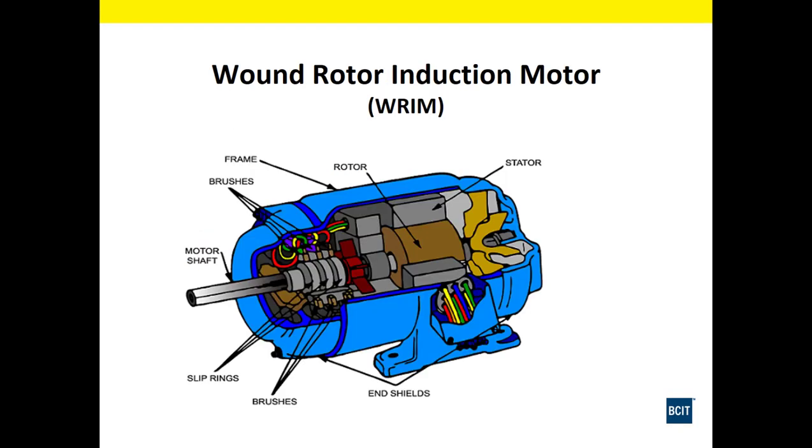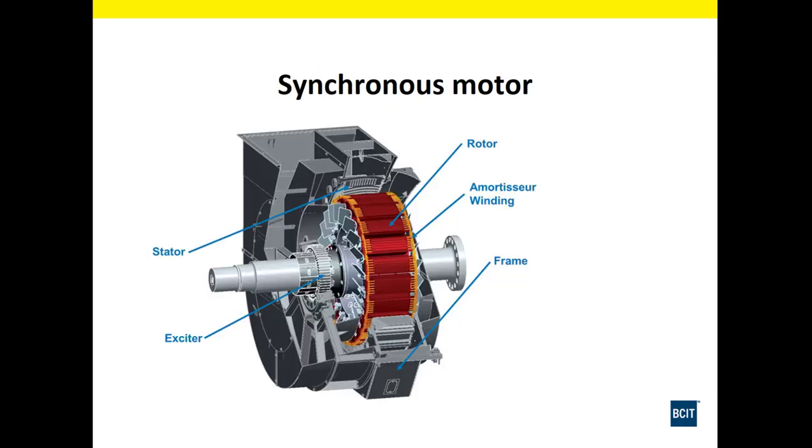Here is the wound rotor induction motor, or RIM. The main difference between this and the squirrel cage is this has a wound rotor with windings in it, and the windings are brought out through slip rings and brushes. Here we have an exploded view of a synchronous motor.